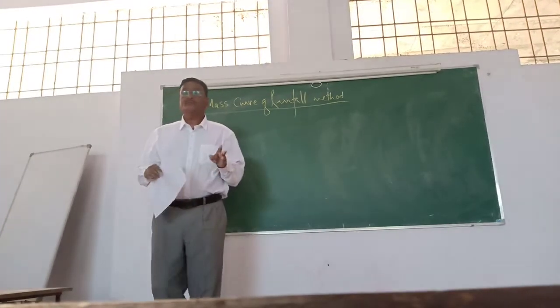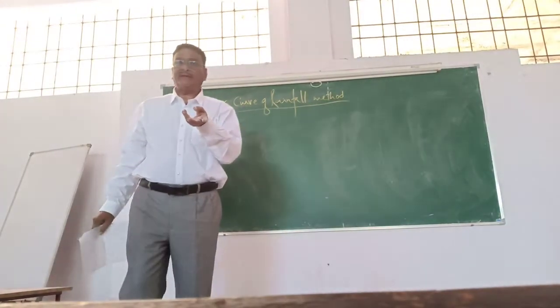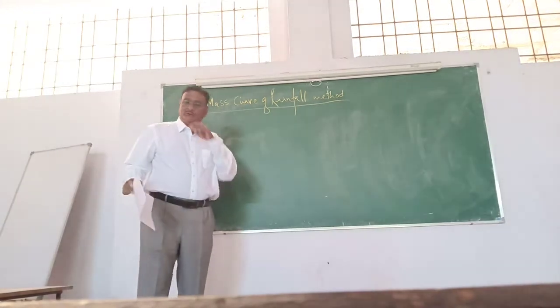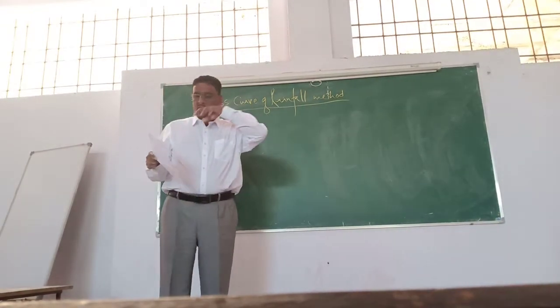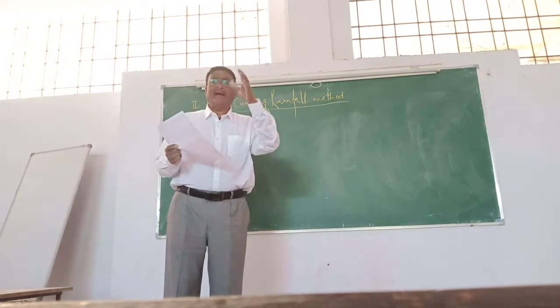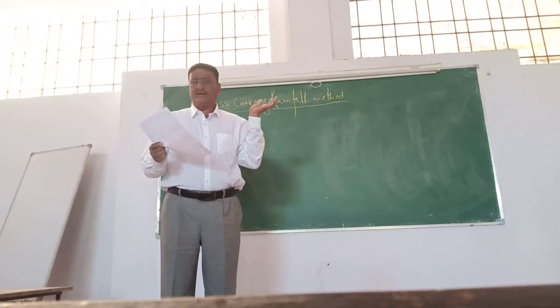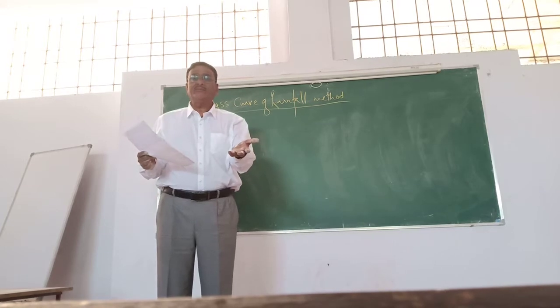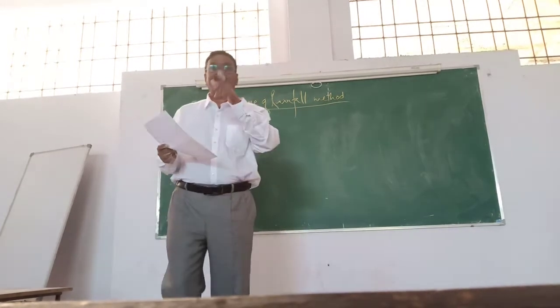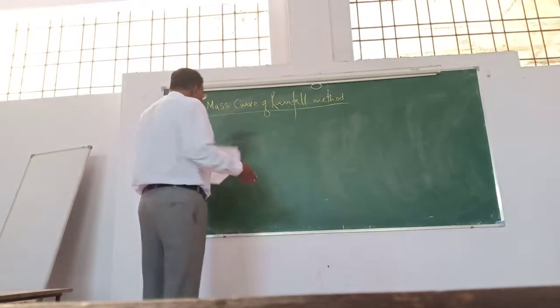Now, here I am going to explain the mass curve method. What is the mass curve method? Here also, the plot is being made between the time in hours on the x-axis and the cumulative intensity of the rainfall. What is cumulative? Here is your plot.